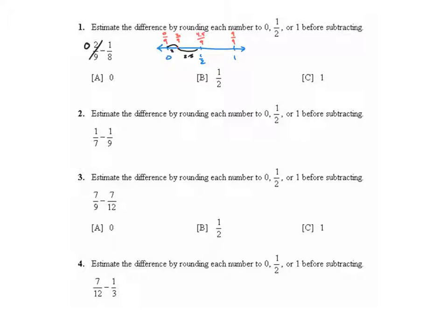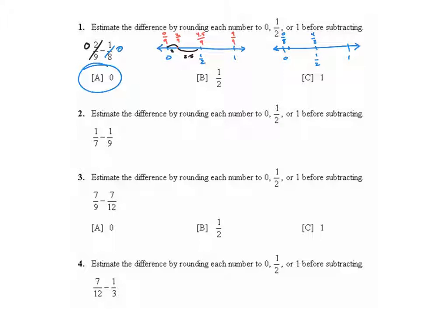1/8, probably don't even need a number line for 1/8. I'm going to go ahead and just quickly sketch it. But 1/8 is definitely going to round to 0, because 1/2 is the same thing as 4/8, and 0 is the same thing as 0/8. And 1/8 is going to definitely be closer to 0/8 than it is to 4/8. So this would also be 0. 0 minus 0 is 0.